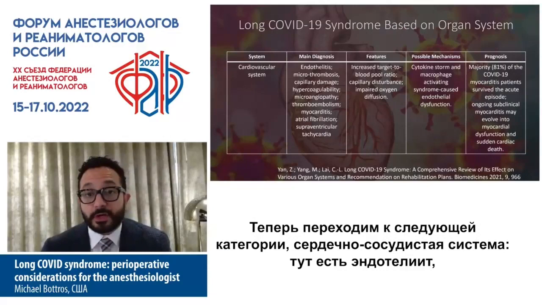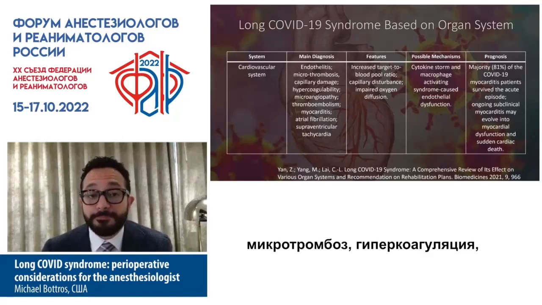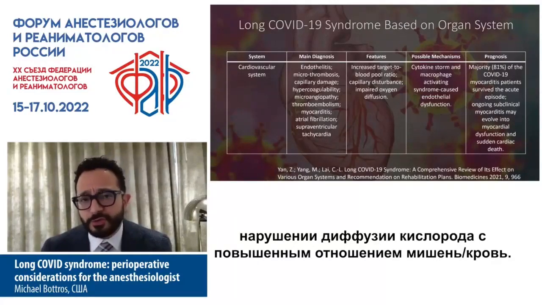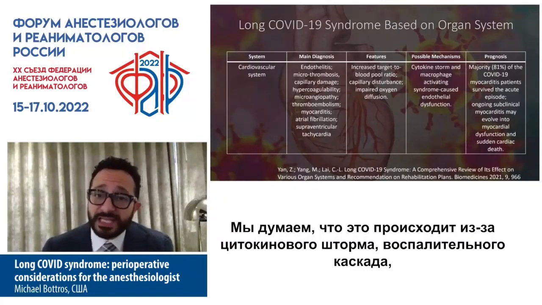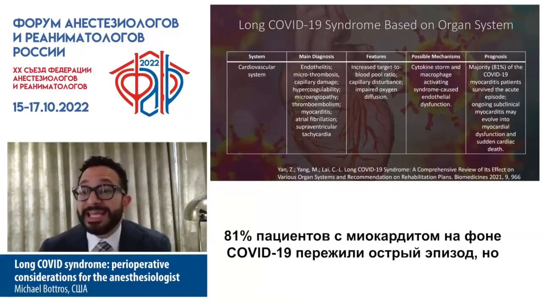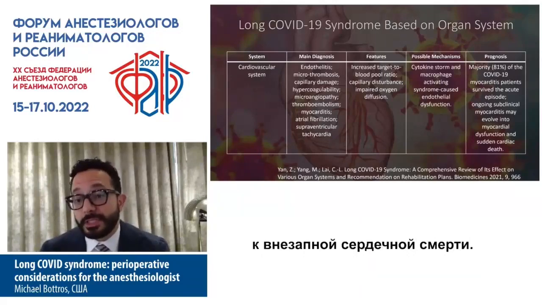Now, moving on to the next category, the cardiac system. There's endothelitis, there's microthrombosis, hypercoagulability, atrial fibrillation, SVT has been seen in these patients. And this is because of capillary disturbance and impaired oxygen diffusion with an increased target to blood pool ratio. We think that this is going on because of cytokine storm, that inflammatory cascade that we talked about. It's causing endothelial dysfunction. 81% of COVID-19 myocarditis patients survived the acute episode, but there is ongoing subclinical myocarditis that could lead to myocardial dysfunction and even sudden cardiac death.